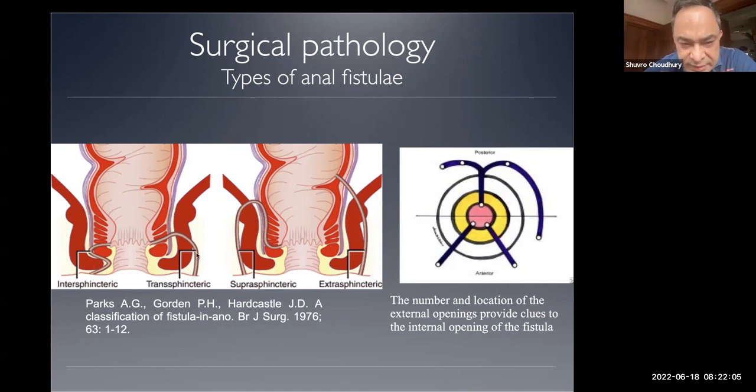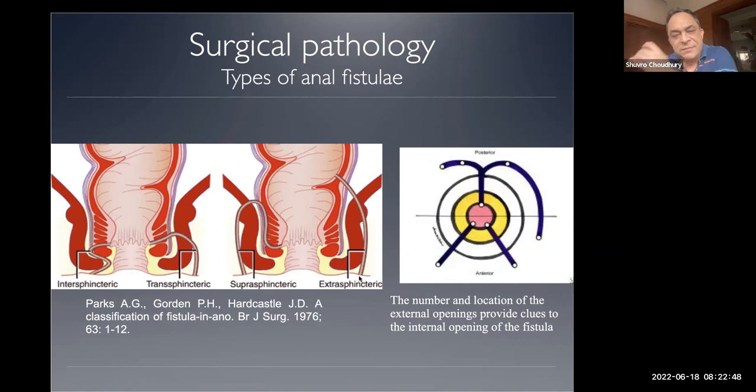Then you've got the transsphincteric, which I divide into low transsphincteric or high transsphincteric. High transsphincteric can go like this, come like this into the dentate line, into the level of the anal gland. Like Dr. Shaha has said, 95% of internal openings are at the level of the dentate line. Even if a fistula starts however far, as long as it is intersphincteric, transsphincteric, and even suprasphincteric, which goes up but comes down and enters the dentate line, these three still have their internal opening at the dentate line.